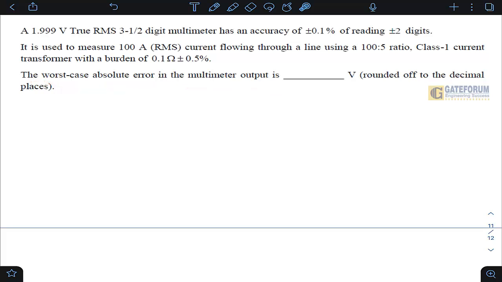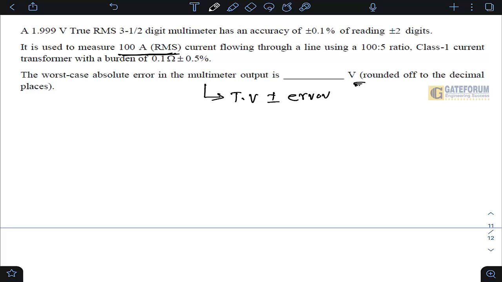So, first thing, students, is the multimeter output. In any instrument, the true value you get is plus or minus some error, right? True value plus or minus error. You should have the common sense that the unit is volt, so the multimeter is used to measure the voltage in this case. Here it is used to measure 100 ampere RMS, so this is the corresponding true value. This true value is to be measured, and if it is measured, you will be getting the error.